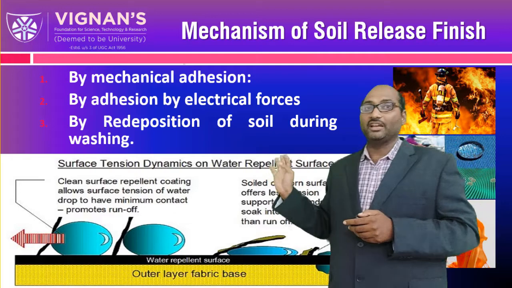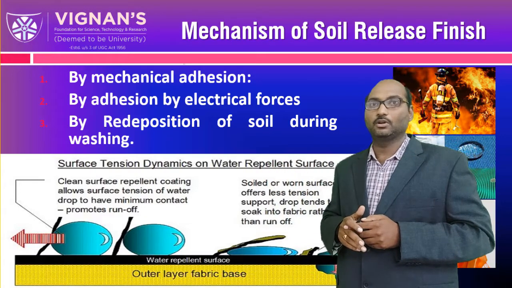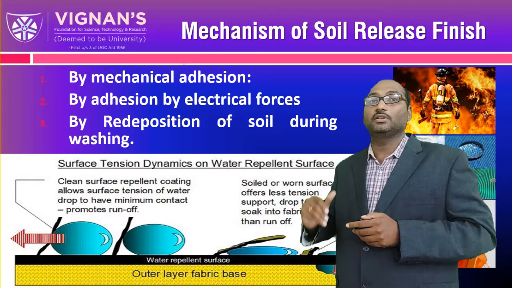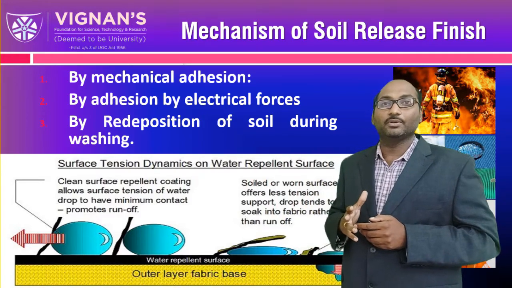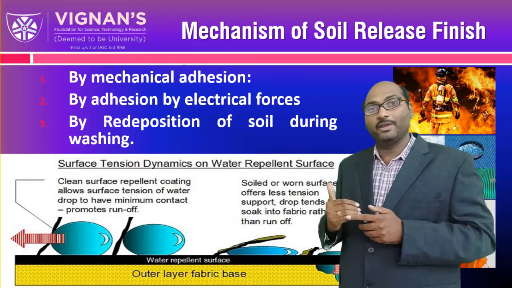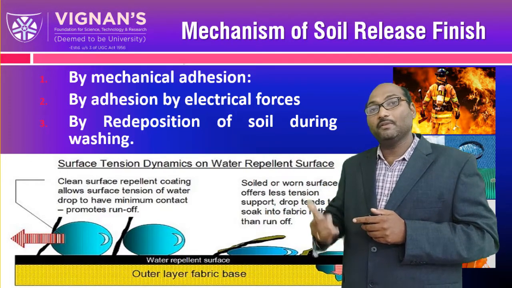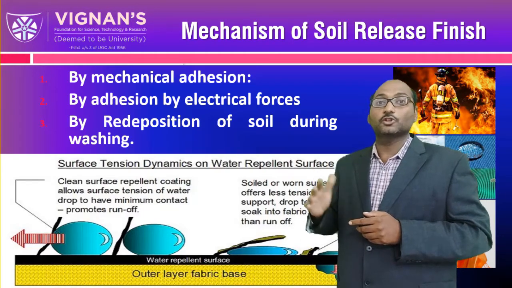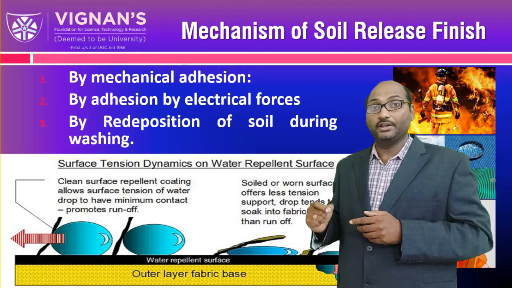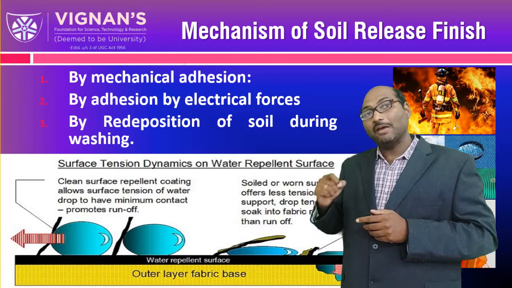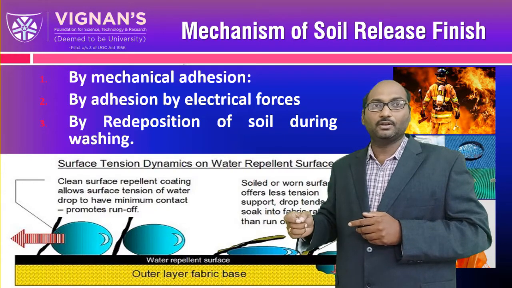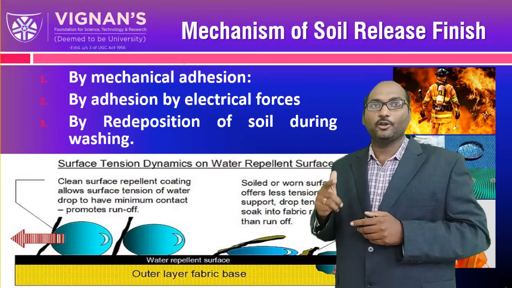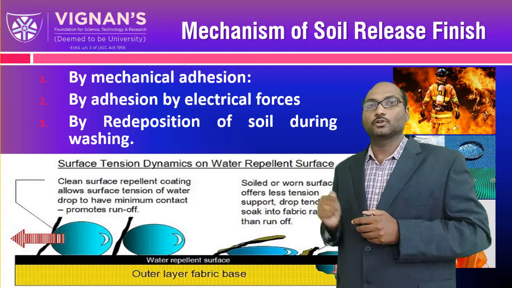So, surface tension dynamics on water repellent finishes. Normally a water repellent finish will repel water. But if the fabric has soil or dirt, it reacts with water in a different way, and the water repellency finish will get tampered with by the soiling action. So soiling itself is a problem. It also damages the water repellent surface, so the surface tension is going to change. Understood? I hope you are understanding the mechanism of the soil release finish.